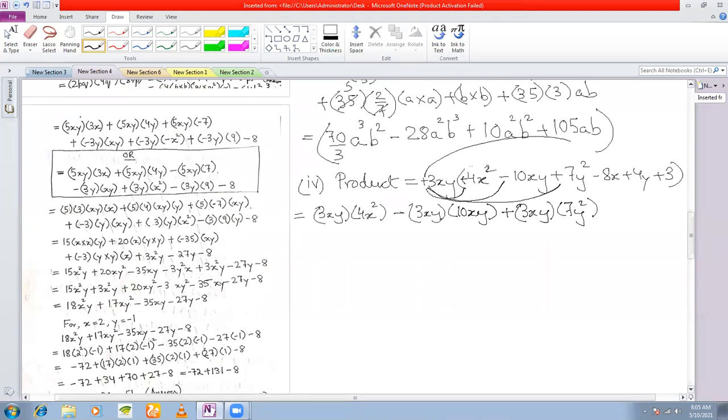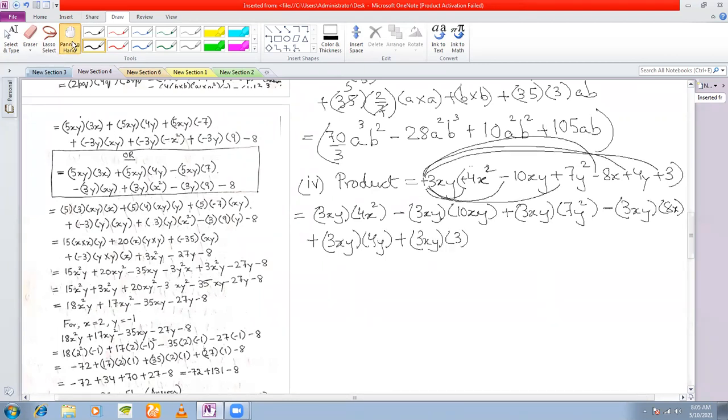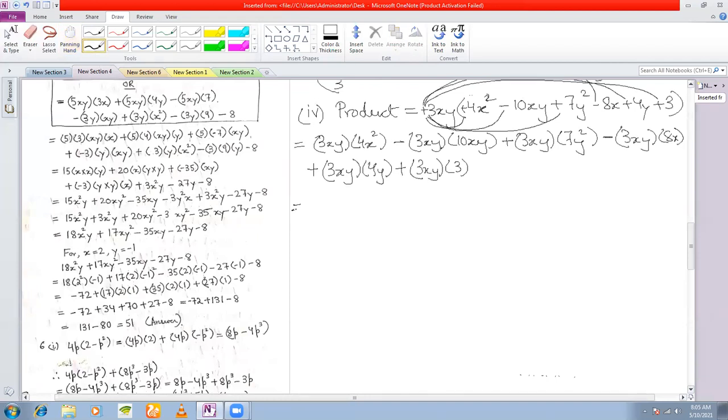Again, you have a plus here and a minus here, so they combine to give you a minus 3xy into 8x. Next plus here, and again plus combined give a plus 3xy, and the next term here is 4y. And finally, this plus sign and this plus sign combine to give you a plus 3xy into 3. Fine. So now we multiply the terms.